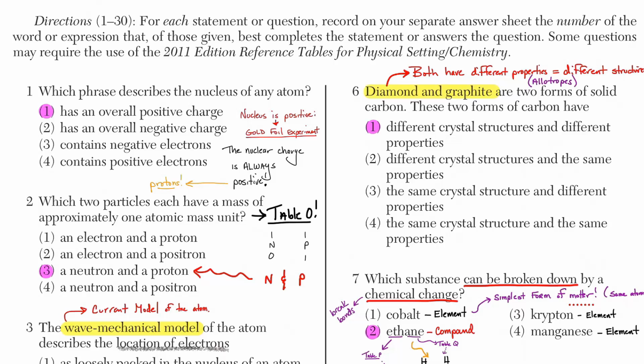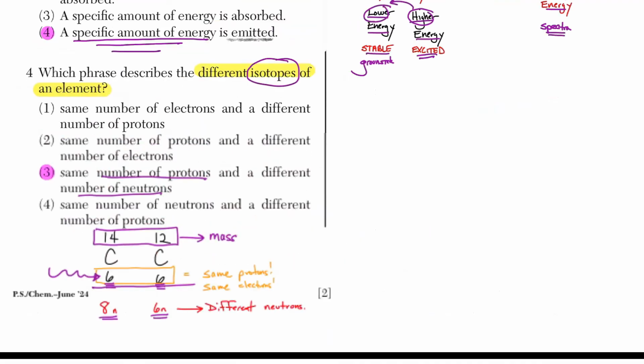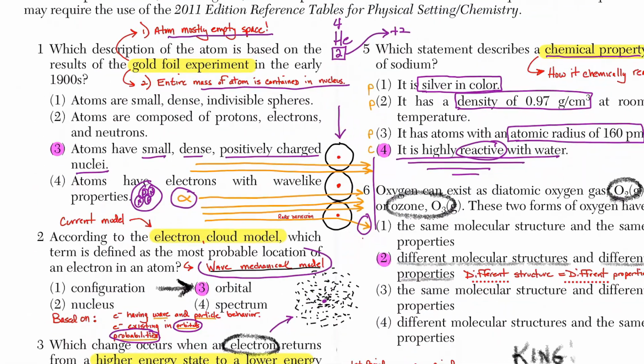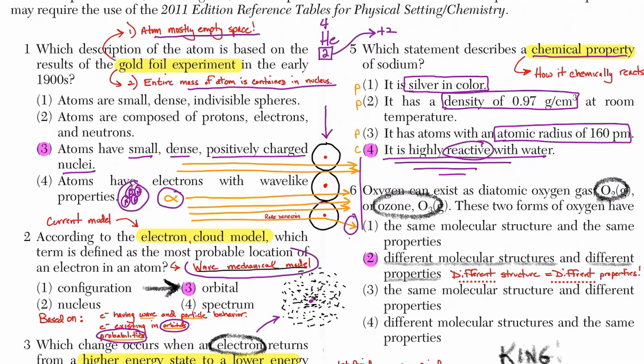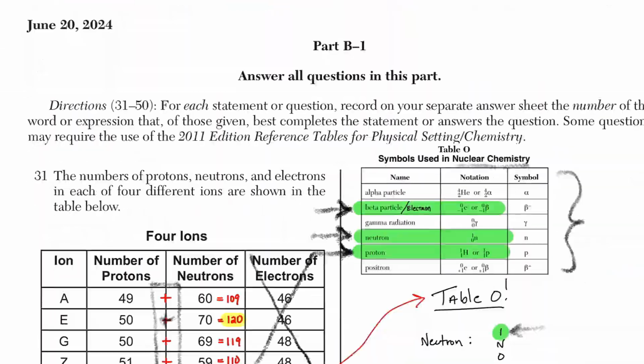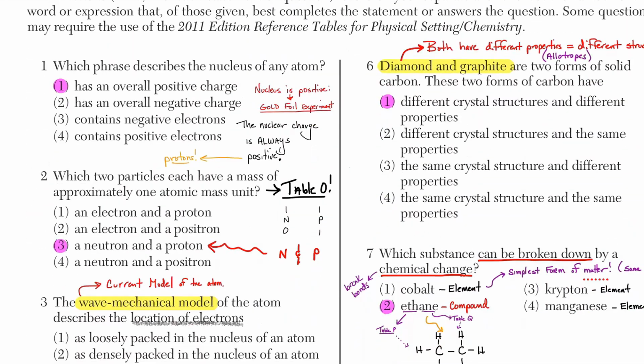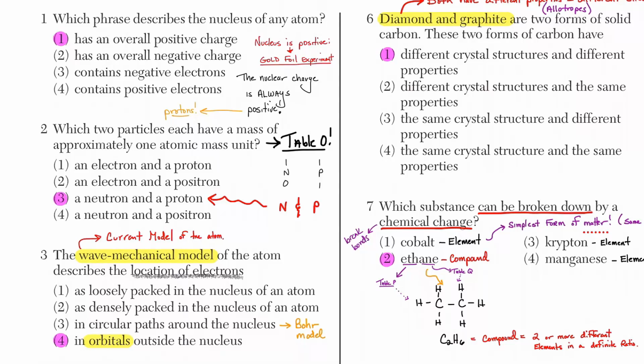Why is it positive? If you forgot the first one, let's go scroll back. What was the answer of the last test? Atoms have a small, dense, positively charged nuclei. Well, let's look at this test right here. It's the same question dressed up differently. Which phrase describes the nucleus of an atom? Has an overall positive charge because of those protons with the neutrons in that very small part of the nucleus.